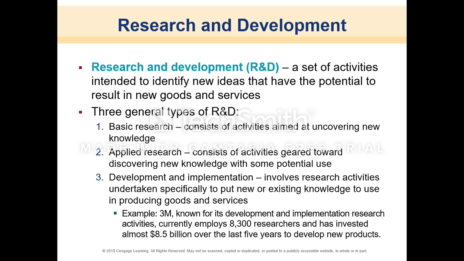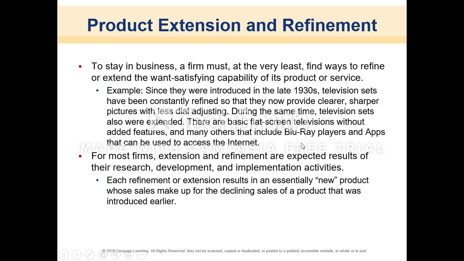So where do new products and services come from? They come from three types of research and development. We've got basic research, applied research, and then development and implementation. Also, new products come through product extension and refinement. To stay in business, a firm must, at the very least, find ways to refine or extend the want-satisfying capability of its product or service.